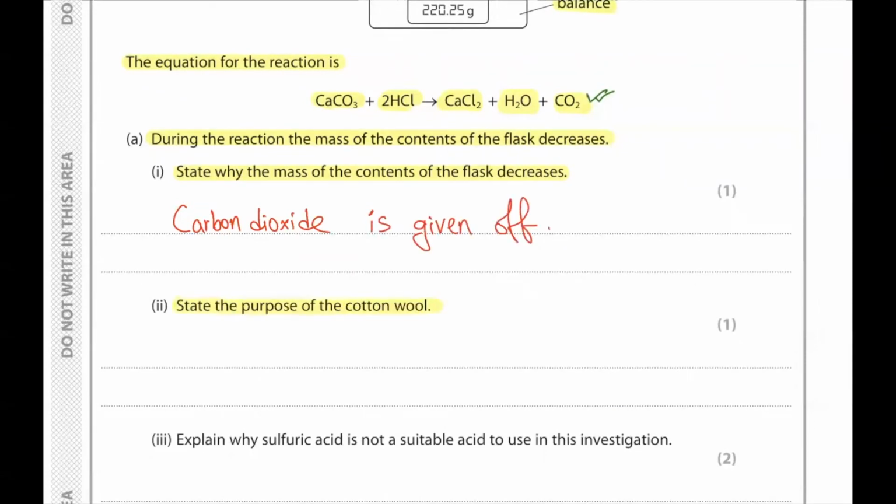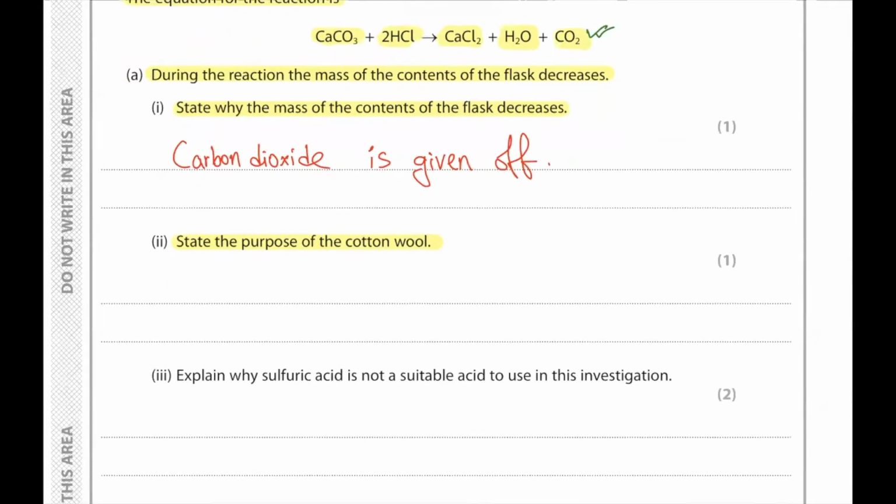State the purpose of the cotton wool. So basically, whenever we make carbonate react with hydrochloric acid, it does a lot of fizzing and it can basically spray. To prevent that from happening, that's why we add the cotton wool.